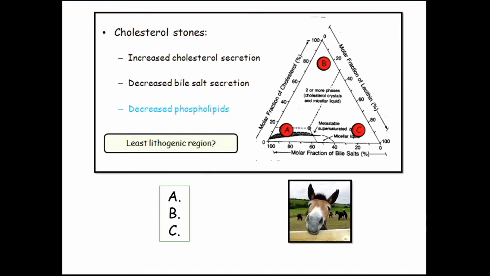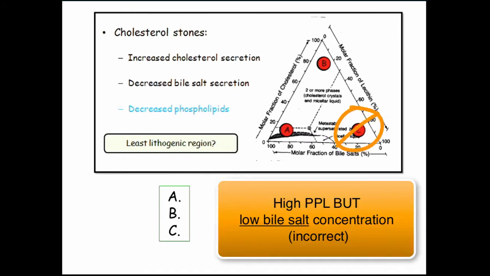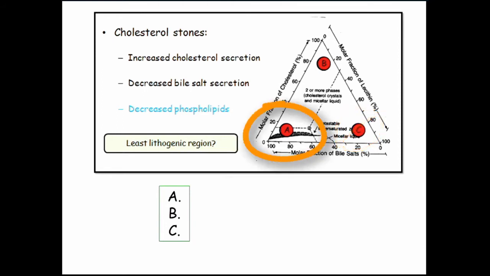Okay, the people who took this one over here with a small amount of bile, it's high phospholipid, but low bile, that's not the least lithogenic area. It's high bile, high phospholipid. It's A. That's what I'm telling you. You've got to be comfortable with this little triangle, but I think you guys are messing with me.